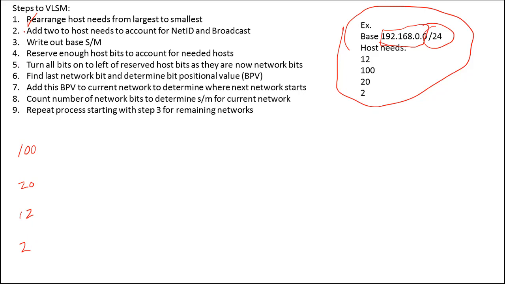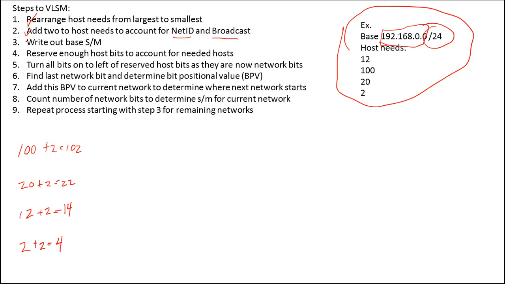The second step, add 2 to the host needs to account for our network ID and our broadcast. So we'll do that real quick. 102, 22, and it's good to go ahead and do this before you start reserving host bits, else you're liable to not reserve enough host bits.